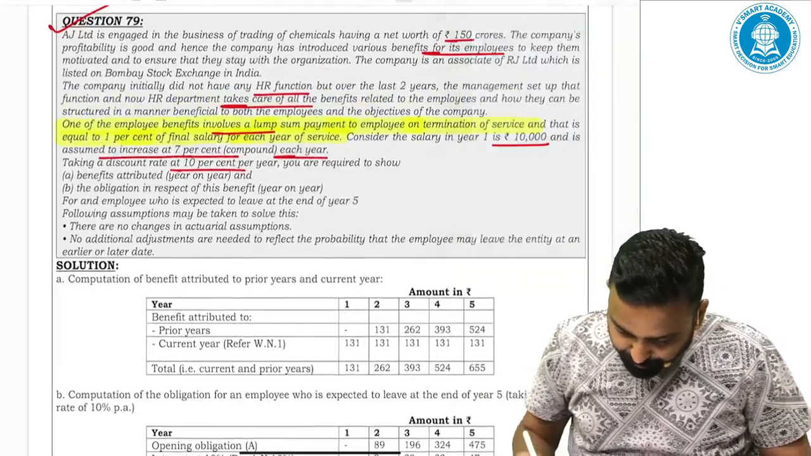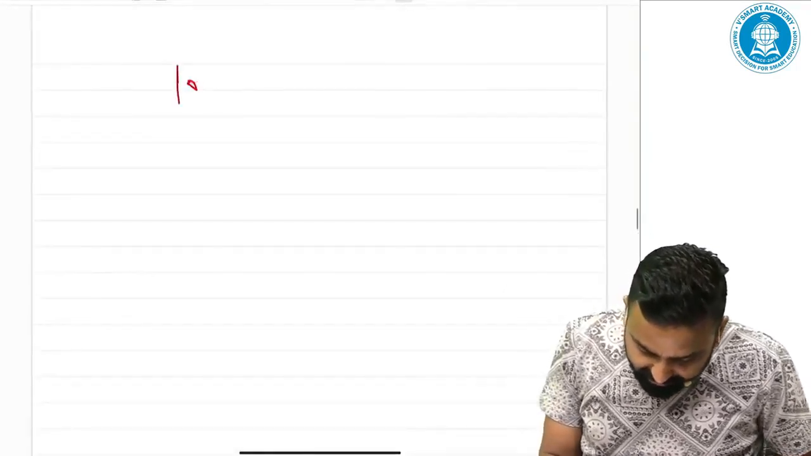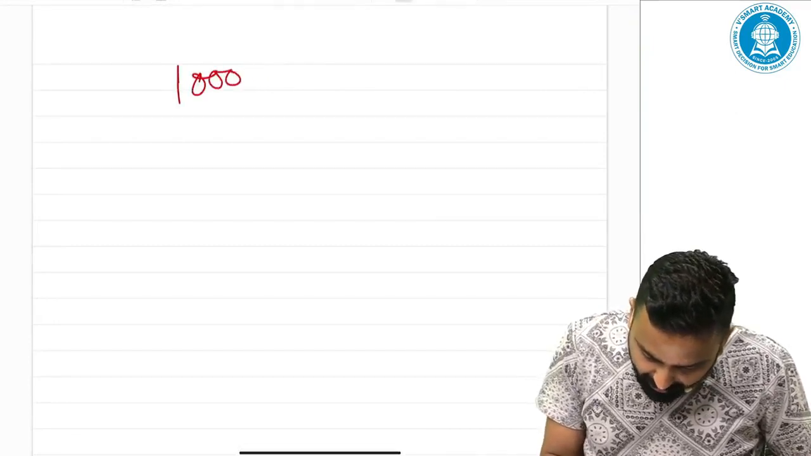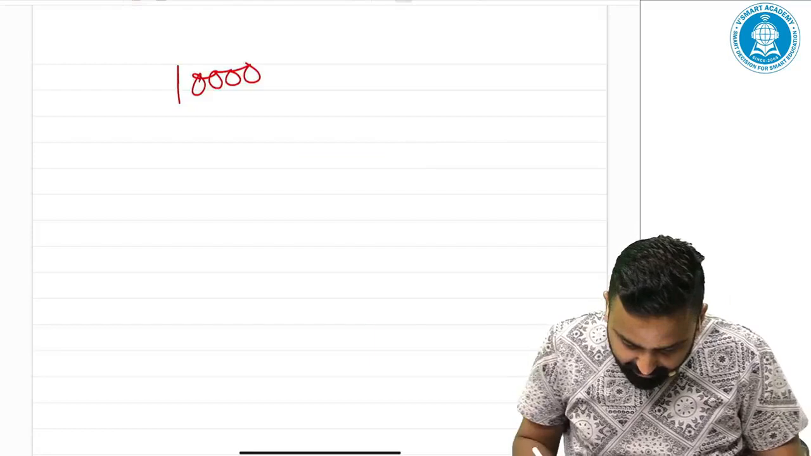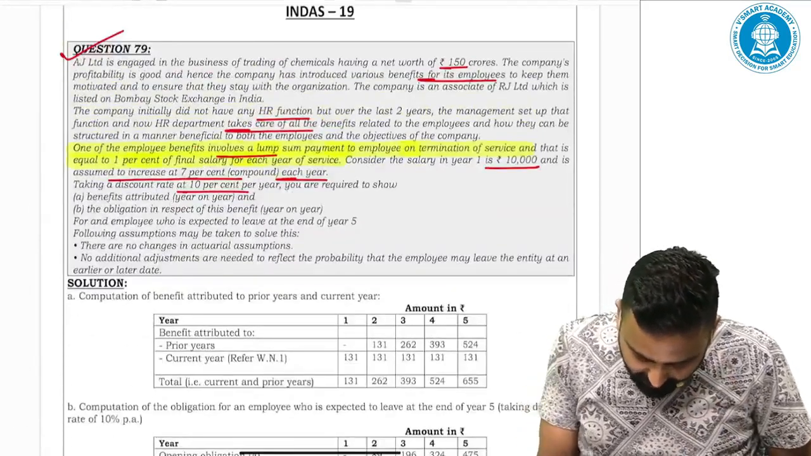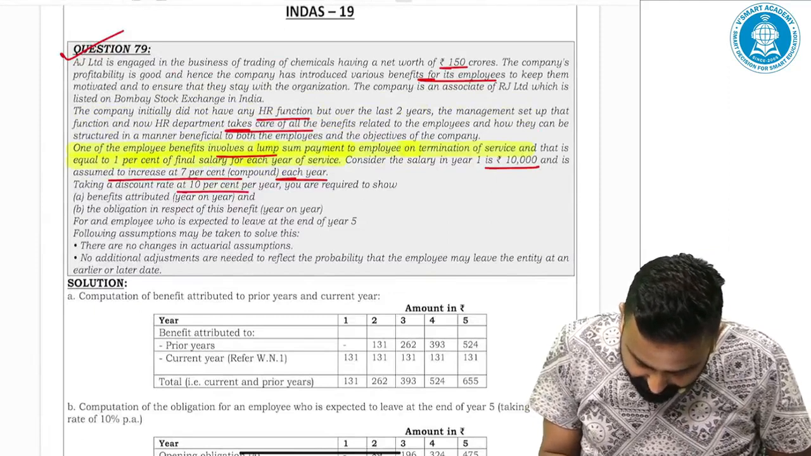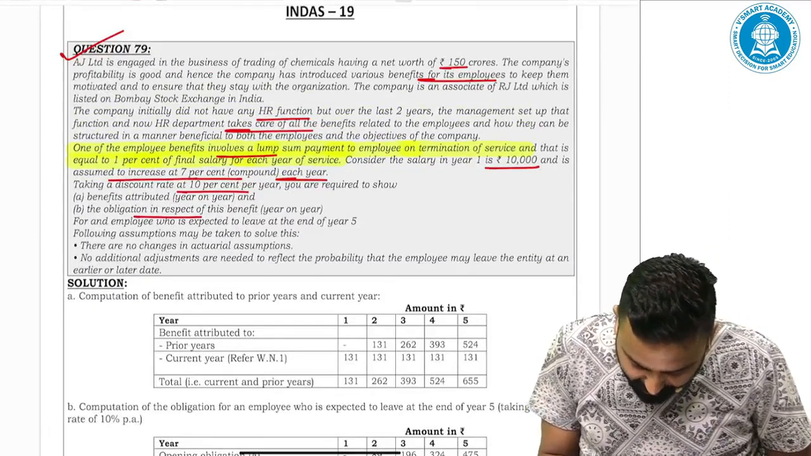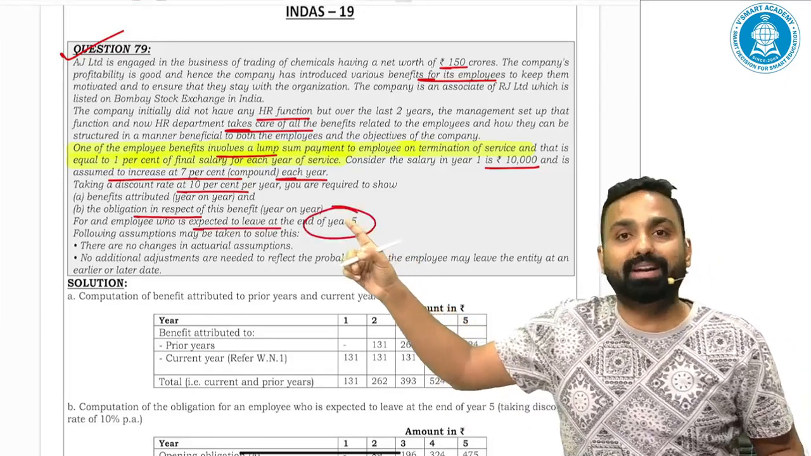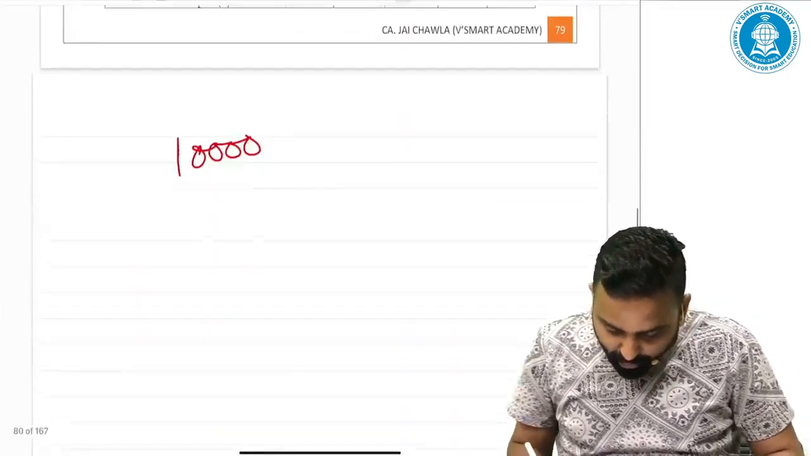Please try to understand. Technically, what was the salary? The salary is 10,000. And how many years of service are there? Taking a discount rate, the benefit and the obligation in respect of this benefit is for an employee who is expected to leave at the end of 5 years. So I have to calculate for 5 years.